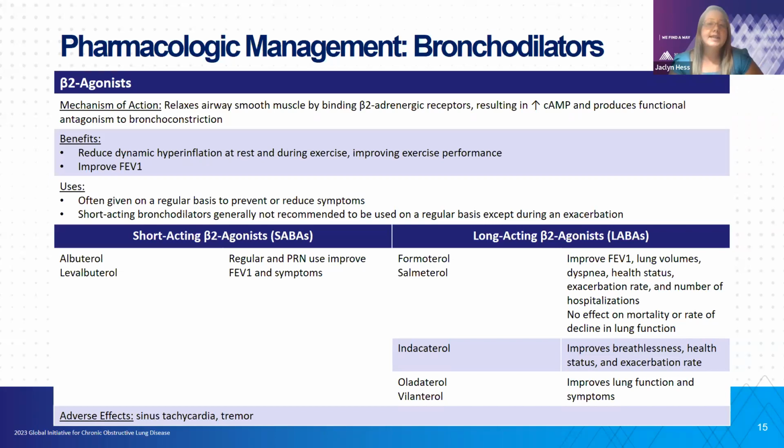As for our short-acting agents, when they are used regularly during an acute exacerbation or as needed, they typically lead to an improvement in some of their symptoms and overall FEV1 over time. And then the long-acting agents significantly improve lung function, dyspnea, health status, and reduce exacerbations.